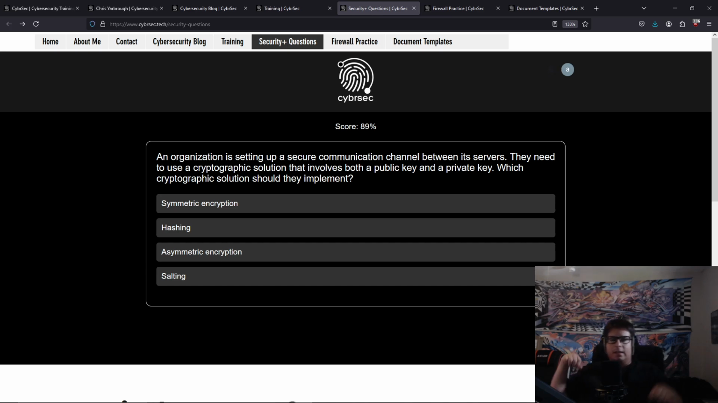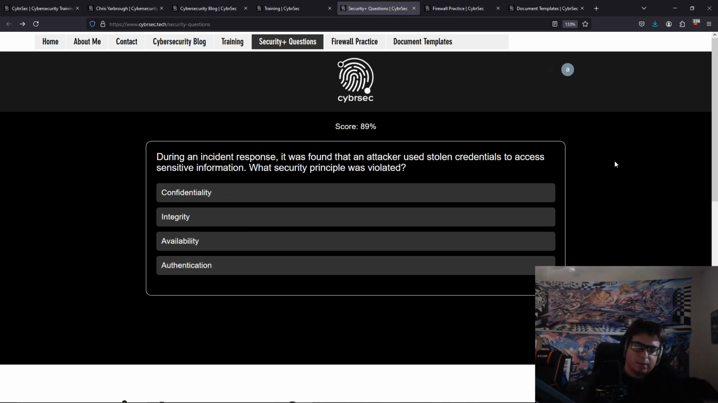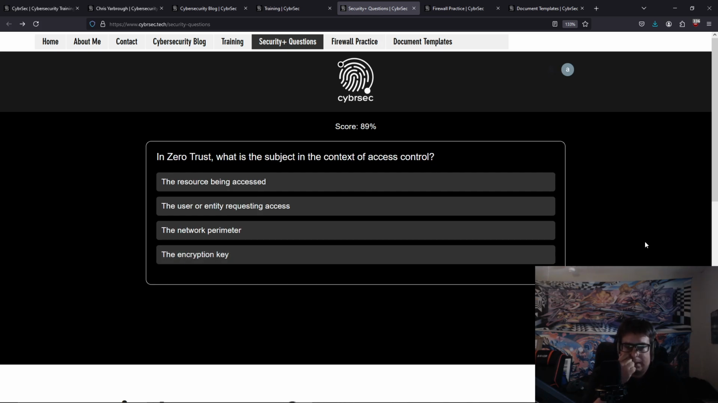An organization is setting up a secure communication channel between its servers. They need to use a cryptographic solution that involves both a public key and a private key. So that is asymmetric. Correct. During an incident response, it was found that an attacker used stolen credentials to access sensitive information. What security principle was violated? So it's one of these three. Confidentiality. Yep. In Zero Trust, what is the subject in the context of access control?